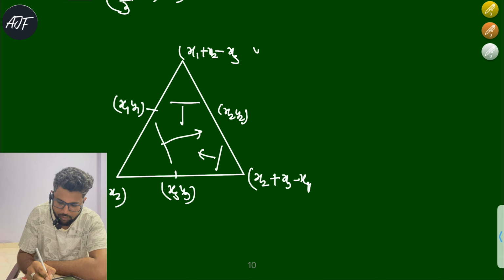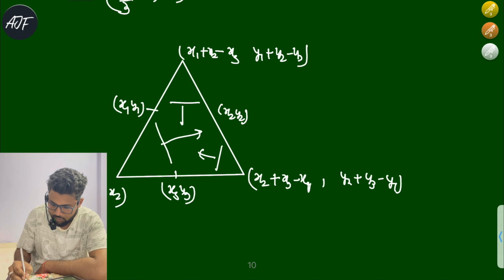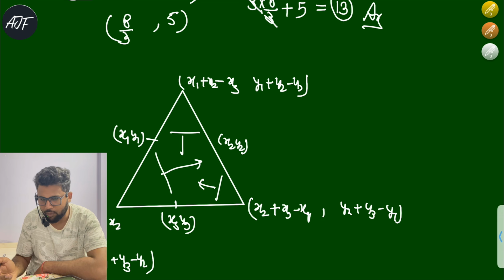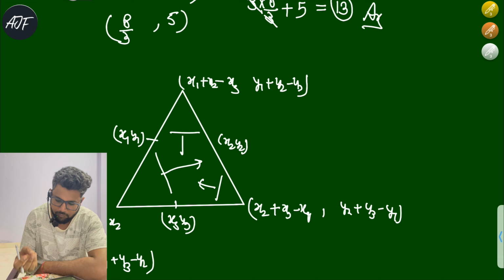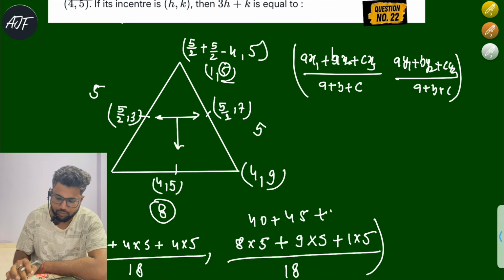Similarly in y: y1 y2 minus y3, y2 y3 minus y1, y1 y3 minus y2. So these are the coordinates easily. After that, the Incentre is easily found by the formula. So the major concept in this question is the midpoints theorem, right? And this is a JEE Mains 2026 question.